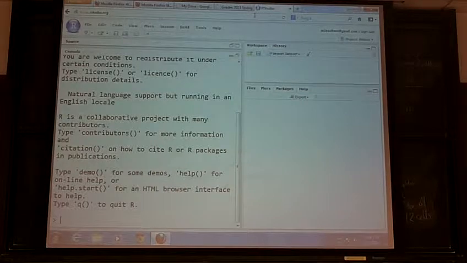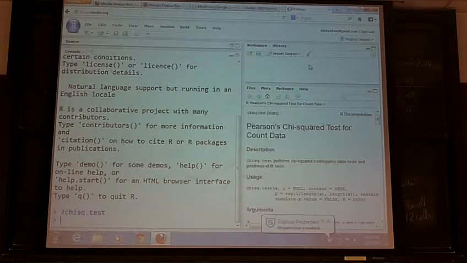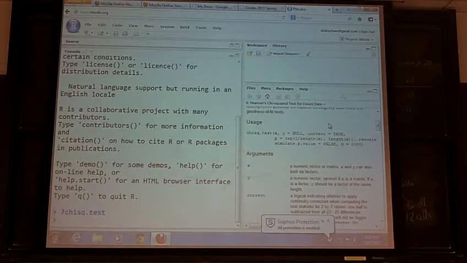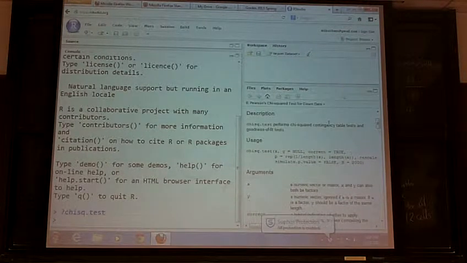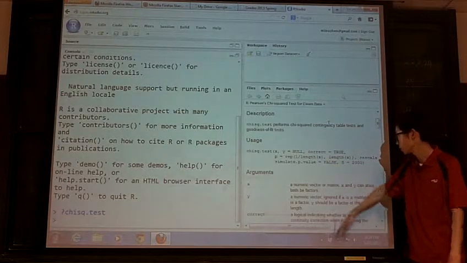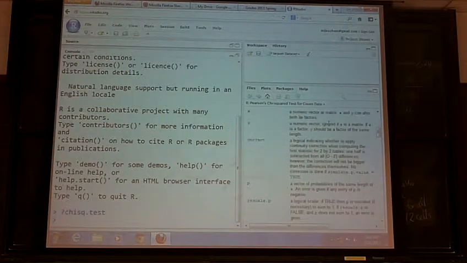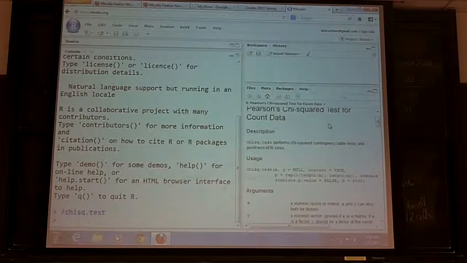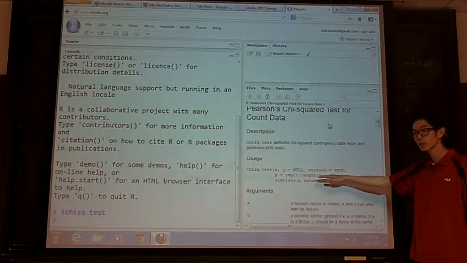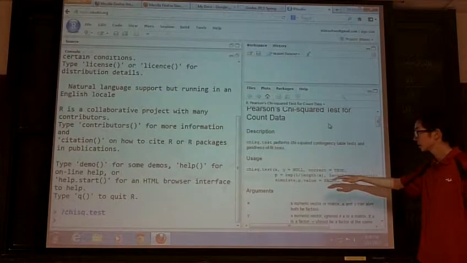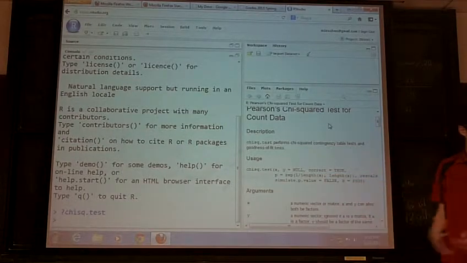Okay, and so the command that you're going to use is chisq.test, and it talks about what you want to use here. Okay. It can be used both for the goodness of fit test and the test for independence.